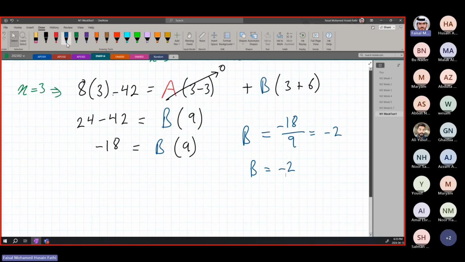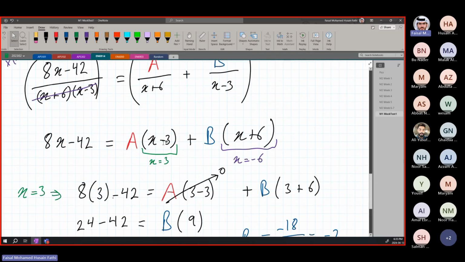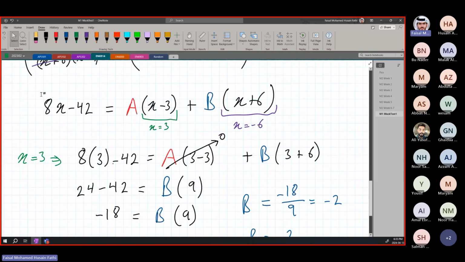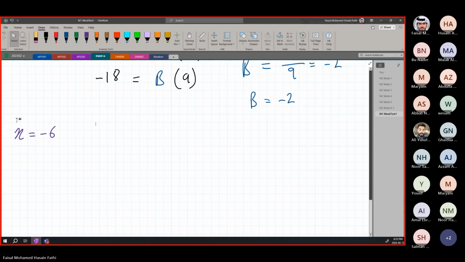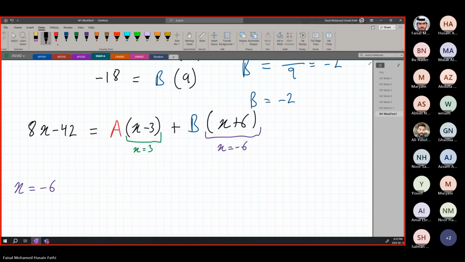Now we will repeat the exact same thing again for when x is equal to minus 6 so that we cancel out b and find out a. So if I just copy paste this down again one more time so you can see it. Move this a bit down. Okay, this is our equation.